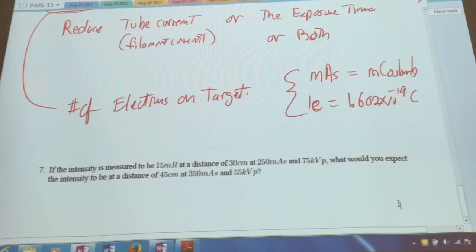Okay, the intensity is to be 15 MR at some distance. What do you expect the intensity to be at something where what changes? Step 0, identify that which changes. Everything changes. Everything changes in this one.